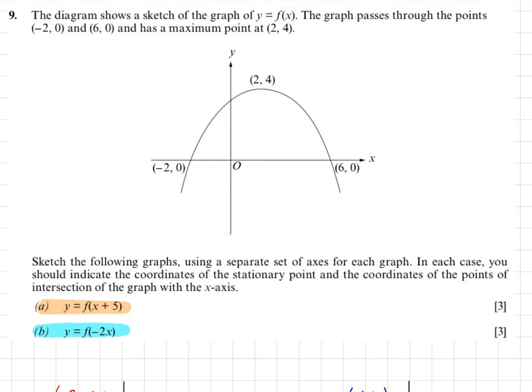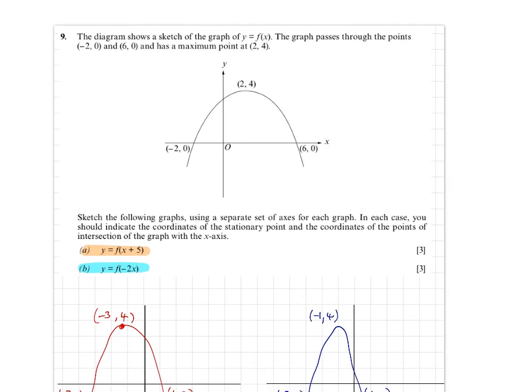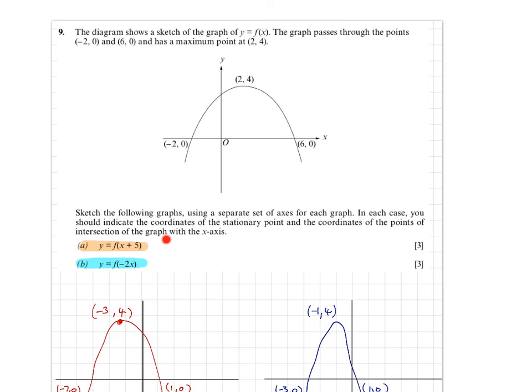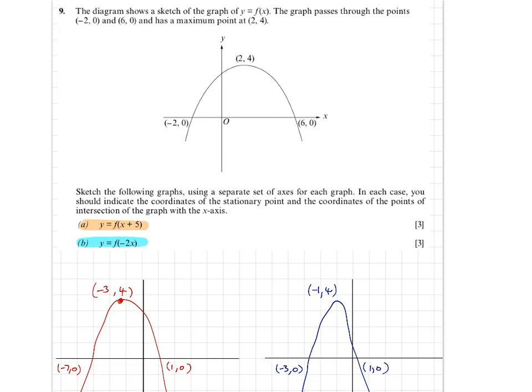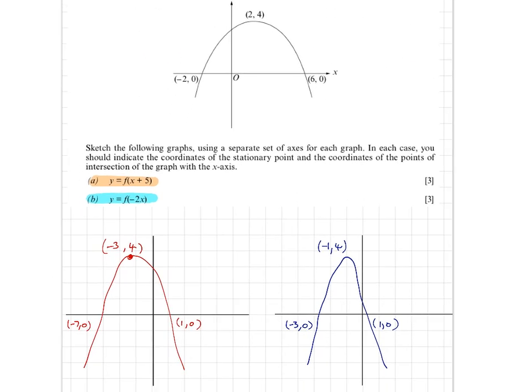And the transformations of graphs. So what I've got here is a graph. This one here, first one's really easy. When it's inside, it does the opposite of what you expect to the x coordinates. So instead of moving them on 5 that way, it actually moves them 5 backwards. Okay, so all I've done is I've moved all my x coordinates back 5. So minus 2 minus 5, 2 minus 5, and 6 minus 5 to get my coordinates here.